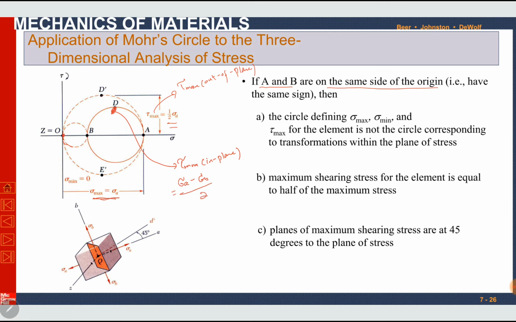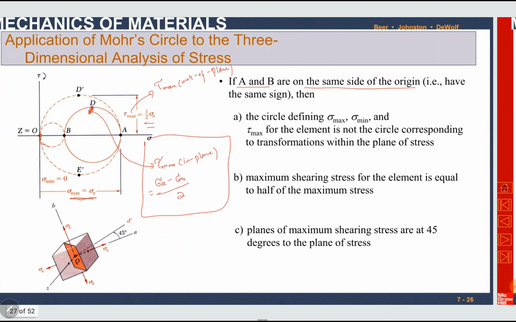So if you are asked to find tau maximum, definitely it is out of plane, because the bigger circle always has the maximum radius. So only tau maximum is the out of plane tau maximum. If it is specified to find in plane tau maximum, then you have to use this expression.